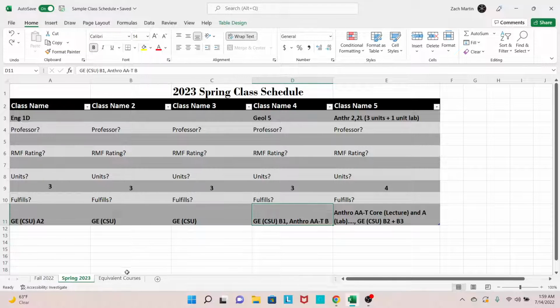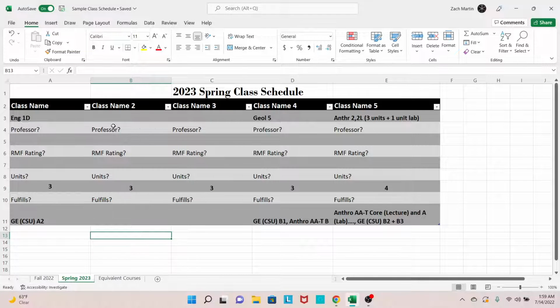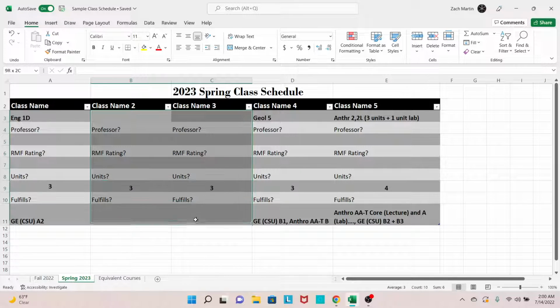But now going on to the equivalent courses section. This is the point in the schedule where I think it's really important to find equivalent courses that Sacramento State wants in this example, so we can figure out where to place and what to schedule for these 2 spots here.